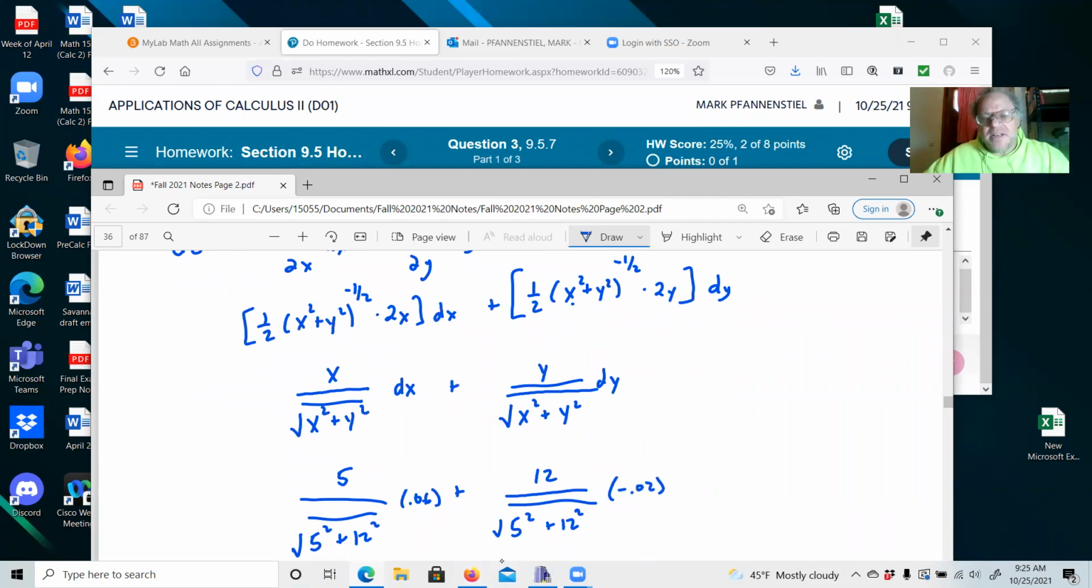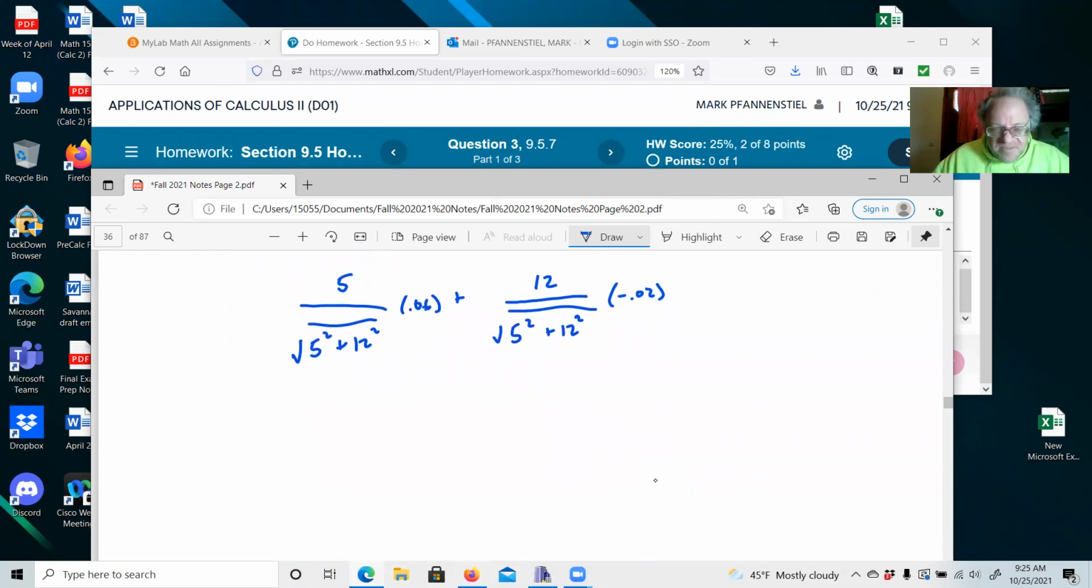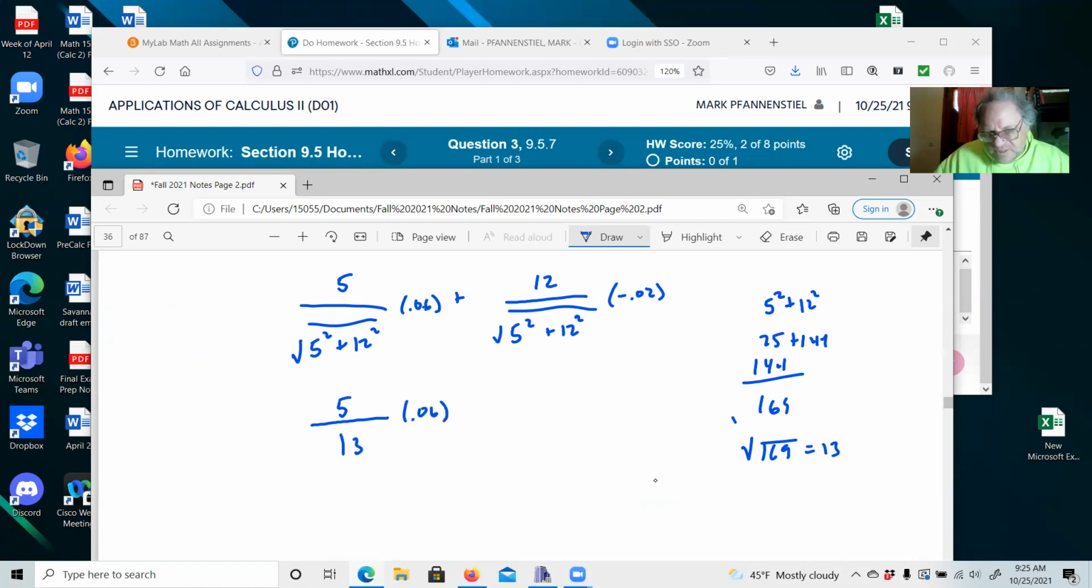Again, leave this part to the end. So we have 5 squared plus 12 squared, right? That is equal to 25 plus 144. 25 plus 144 is 169, and the square root of 169 is 13. So we have 5/13 times 0.06 plus 12/13 times negative 0.02.